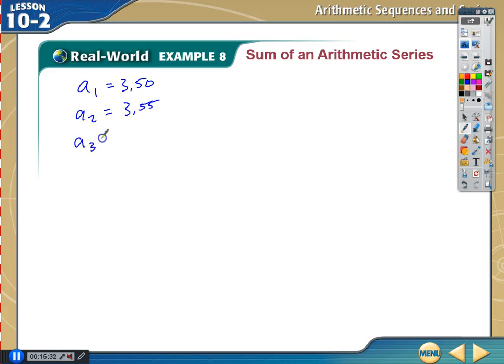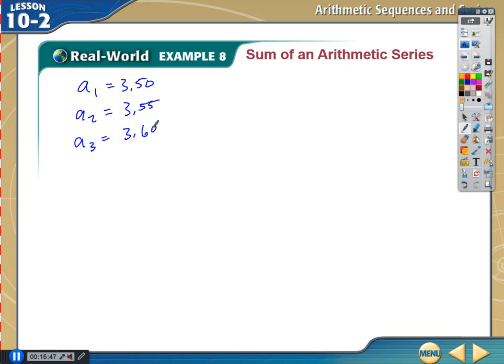And A sub 3 is equal to 360. That's what they told us. The problem is they don't tell us what number they're looking for. They don't tell us the number in the sequence, which has made the other two easy. This one they're saying how many.